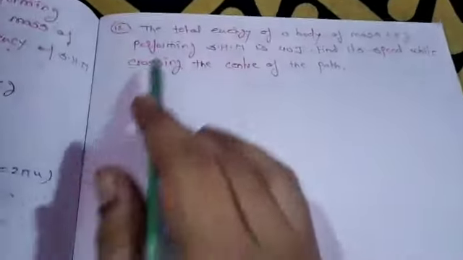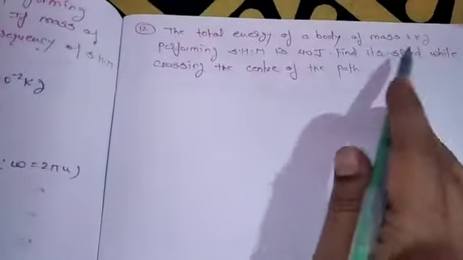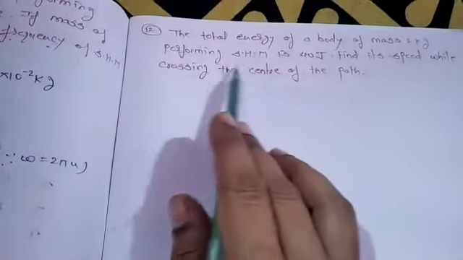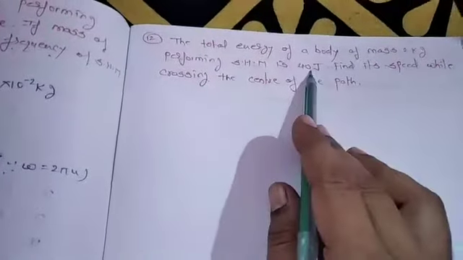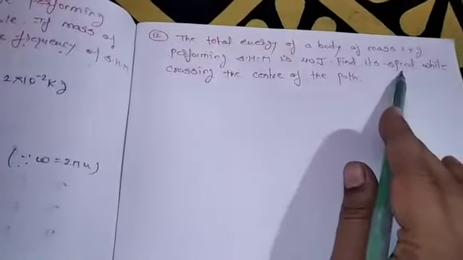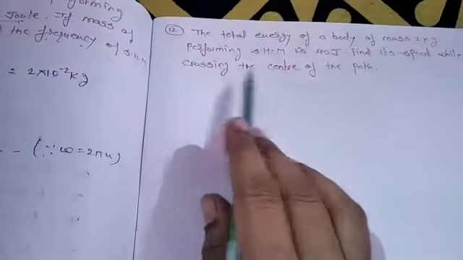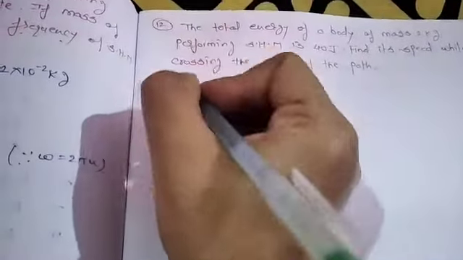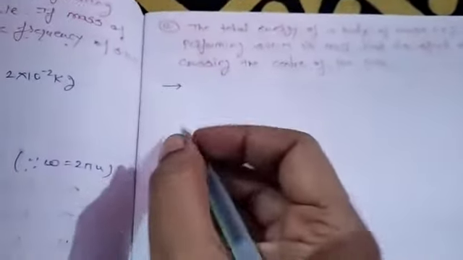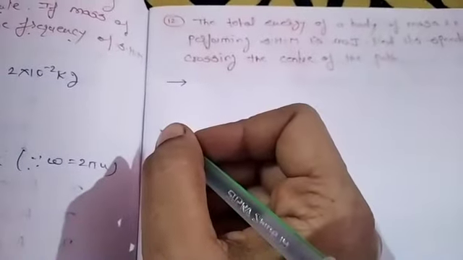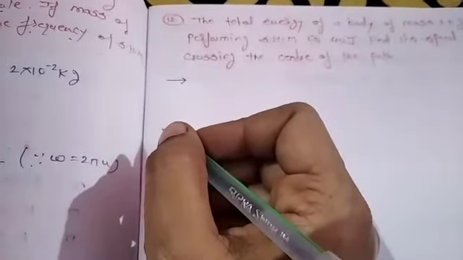Next problem: the total energy of a body of mass 2 kg performing SHM is 40 joule. Find its speed while crossing the center of the path. So here the total energy is given, that is the sum of kinetic and potential energy, and the mass of the object is given.